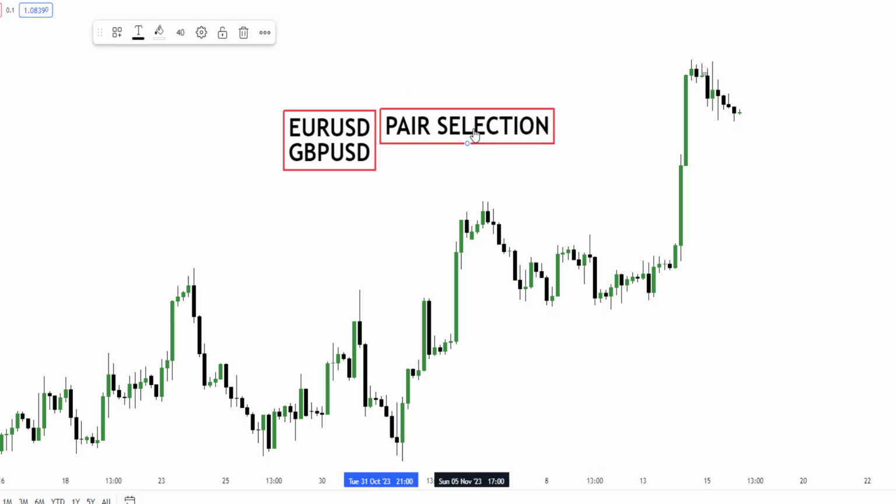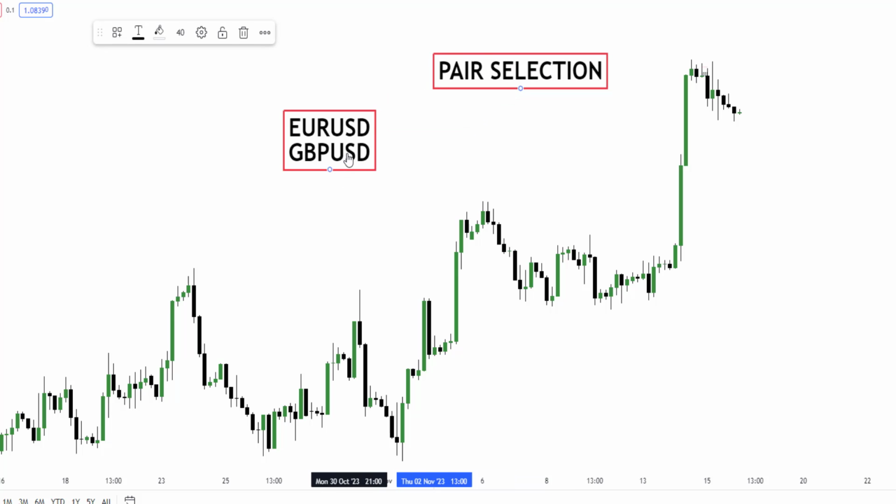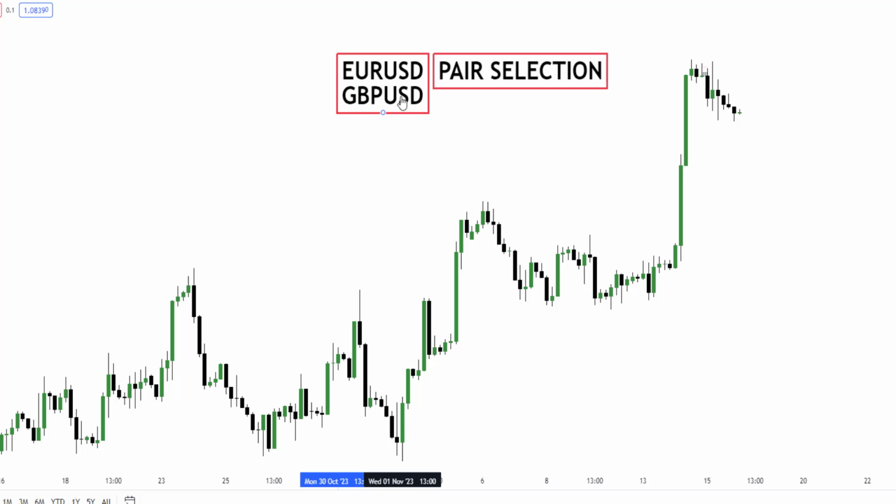All right, so let me show you one of the simple correlations I normally do before I go into trading any of these particular pairs. Now if you have Euro USD and you have GBP USD, you'll realize that the common currency here is the USD. So if these particular currency pairs are bullish, it means that the USD is weak.